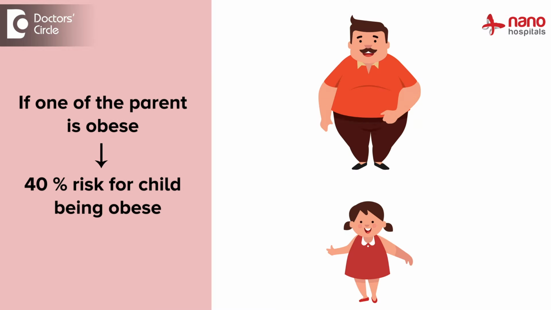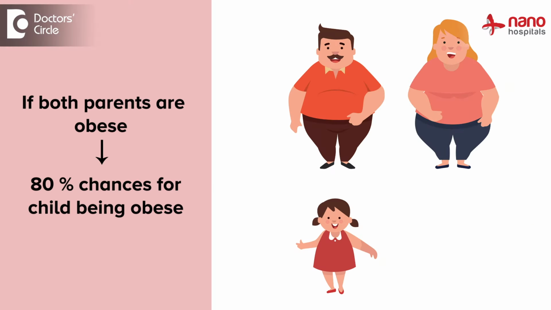There are genetic factors as well as environmental factors. If one of the parents is obese, then there is 40% risk for the child being obese. If both the parents are obese, then there are 80% chances of your child being obese. What are the other environmental factors that are affecting maternal obesity?